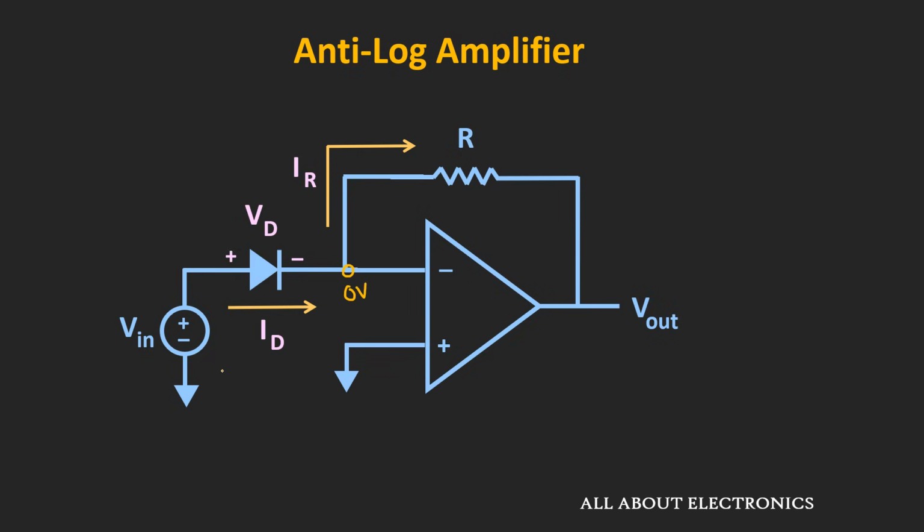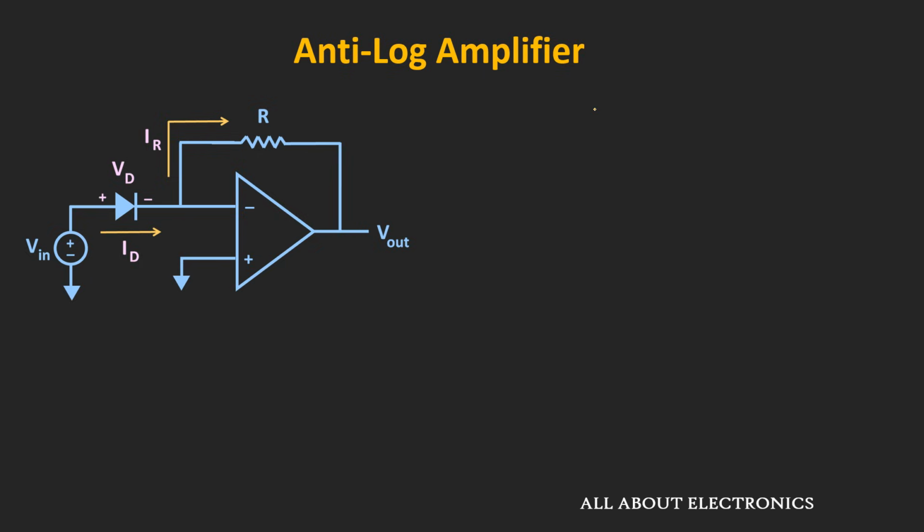So now if we apply the KVL in this particular loop, then we can say that this input voltage Vin will be equal to the voltage across the diode, and if we apply the KCL at this node, then we can say that this diode current ID will be equal to the current that is flowing through this resistor R, that is equal to minus Vout divided by this resistor R, or simply we can say that the output voltage Vout will be equal to minus R times the current that is flowing through this diode.